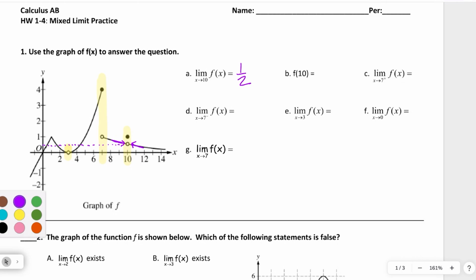Letter B says, well, what's the value of the function at 10? So that is where we are going to actually look at this point right here. Where is it actually defined? And it's defined at 1.